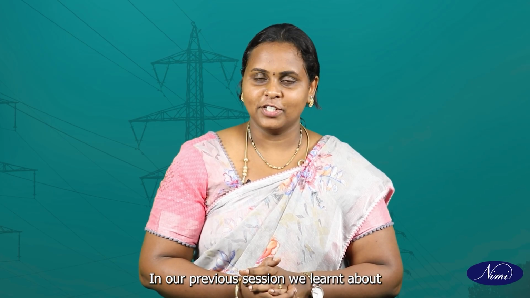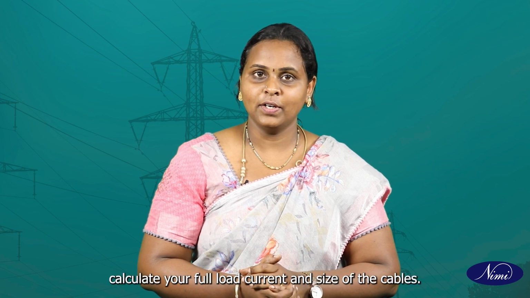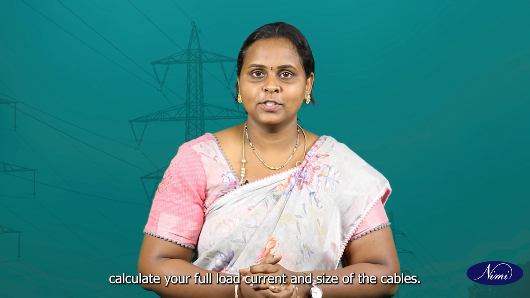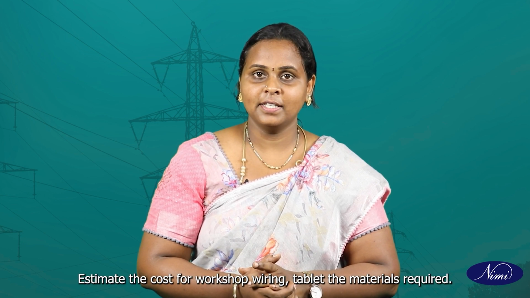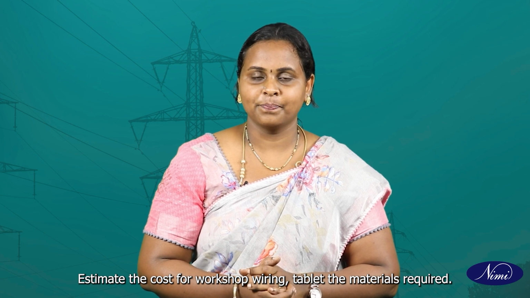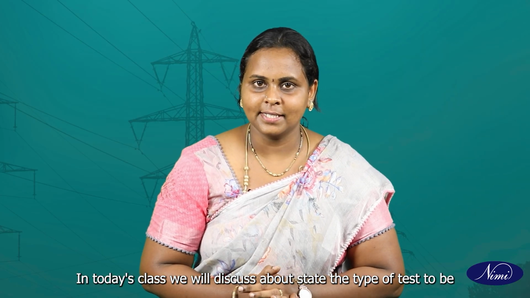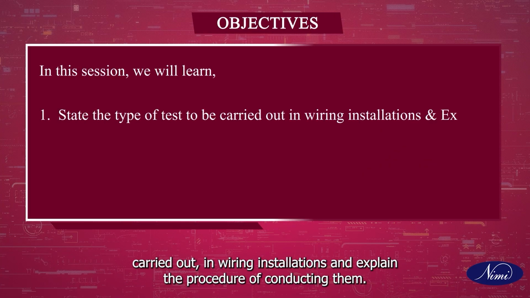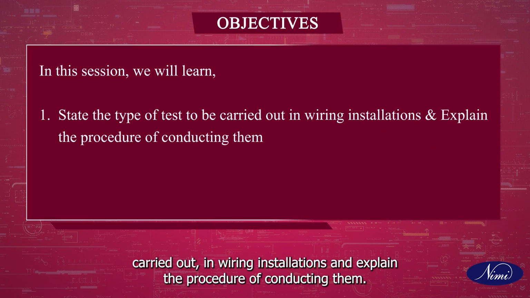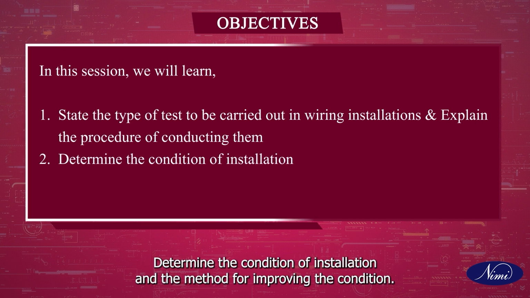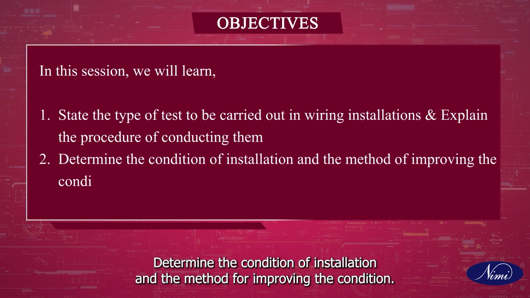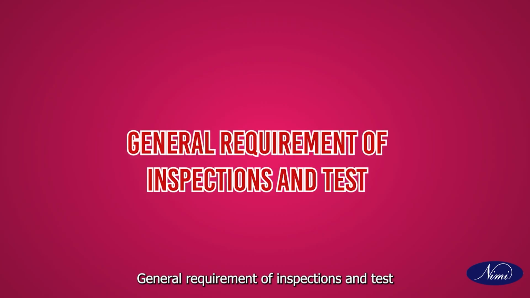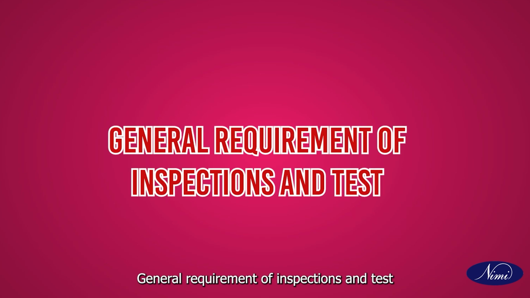In our previous session, we learnt how to calculate the full load current and size of the cables, estimate the cost for workshop wiring, and tabulate the materials required. In today's class, we will discuss the types of tests to be carried out in wiring installations and explain the procedure of conducting them. Determine the condition of installation and the method for improving the condition. General requirements of inspections and tests.